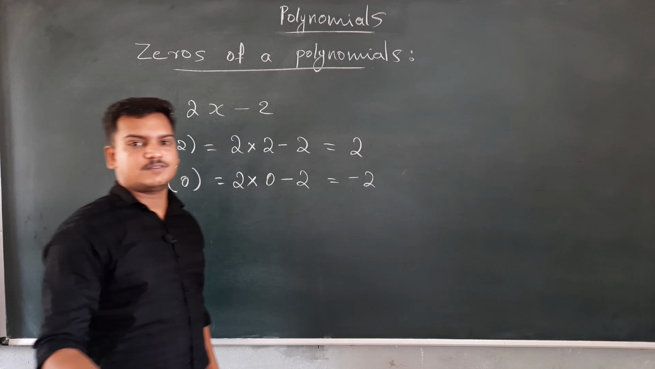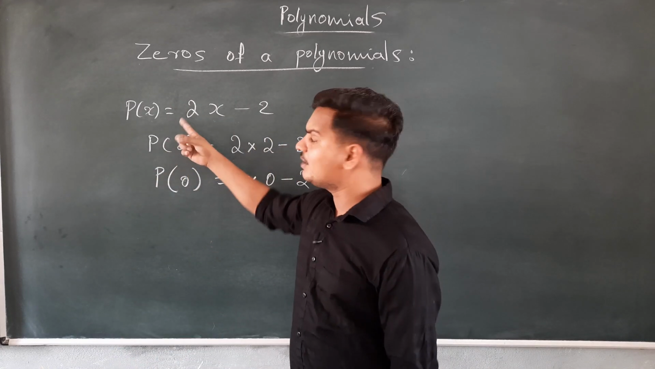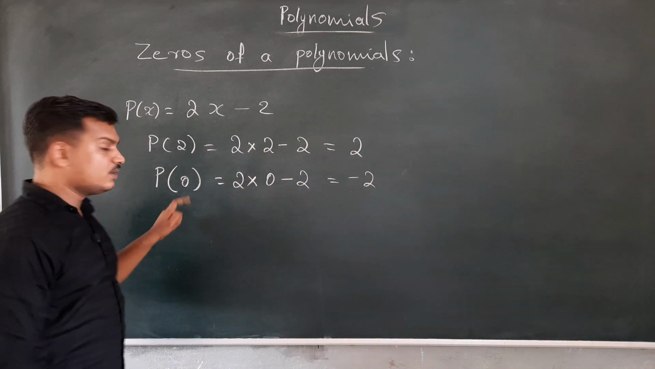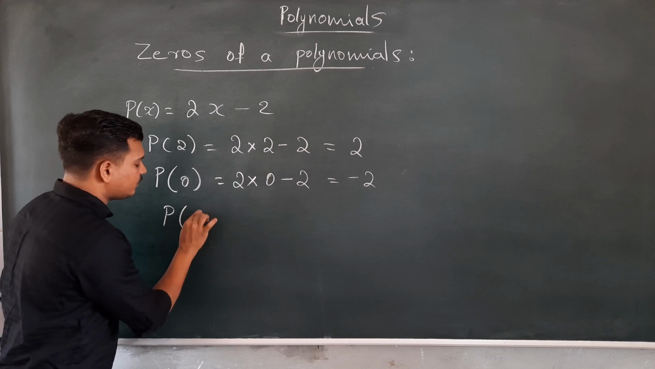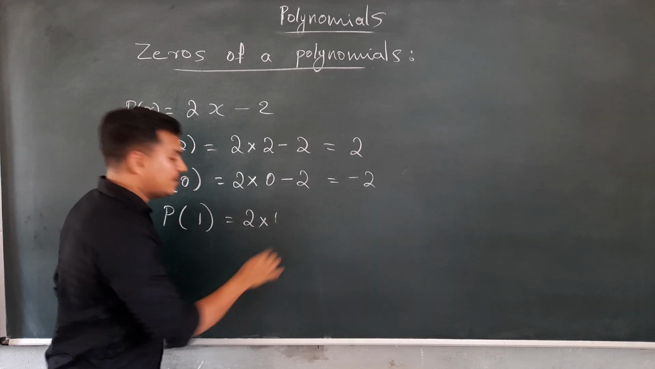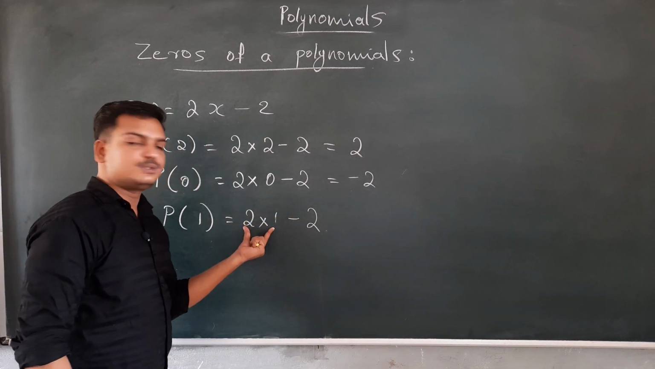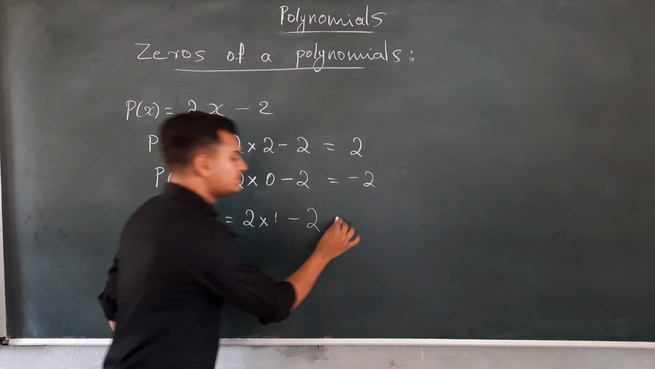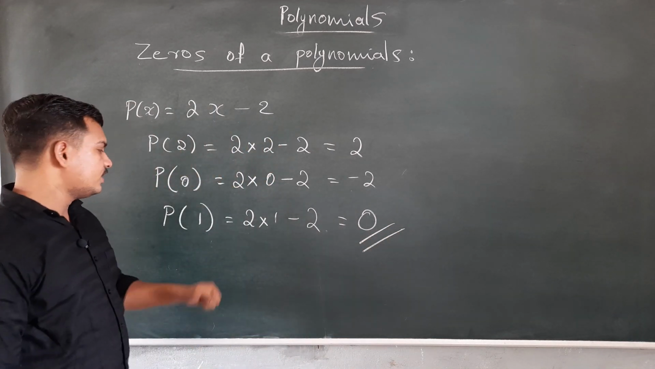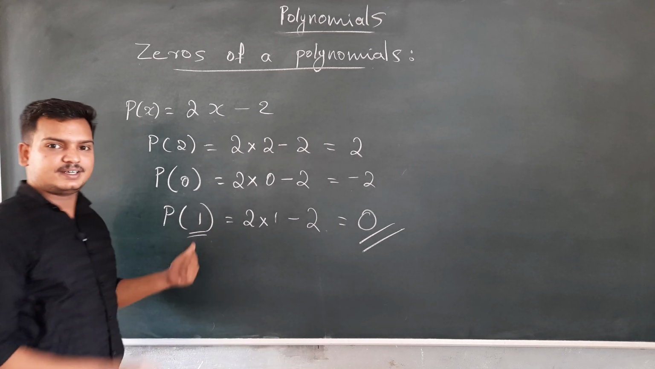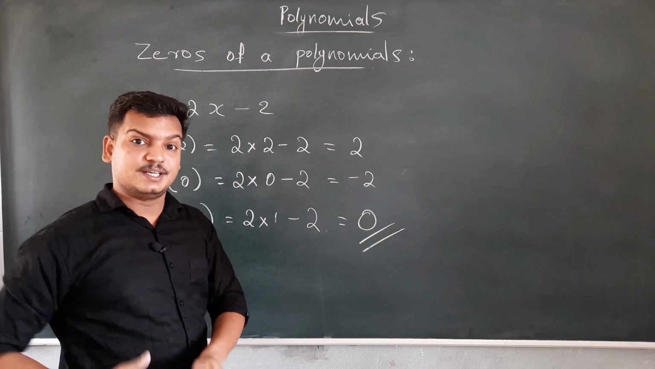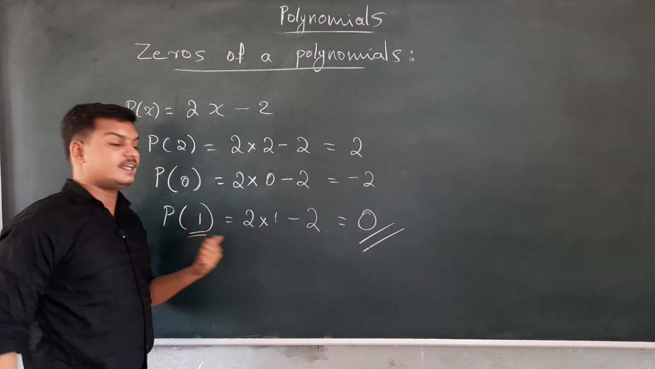So these are called the values of a polynomial. You can evaluate the polynomial for any given value. Now in place of 2 or 0, you can substitute 1. Now let's see what happened. 2 times 1 minus 2, 2 times 1 is 2, 2 minus 2 is 0. See here, we obtain 0. While substituting 1 here, we obtained 0. The value of the entire polynomial became 0 when we substituted 1.